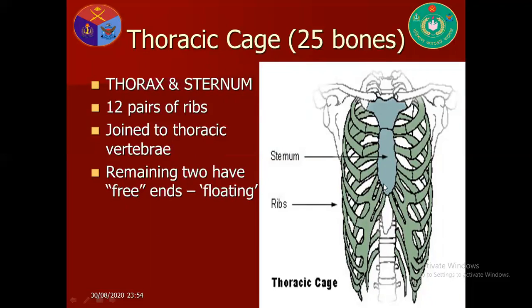So these are called false ribs. And these are 12 and 11. These two ribs have anterior ends that never join with the sternum, so these ribs are called floating ribs.